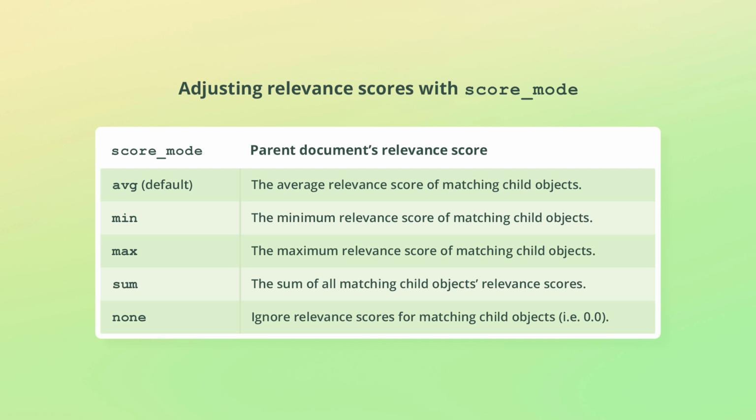So if 4 nested objects match the nested query, the average of these 4 relevance scores is used. We can also choose to use the minimum or maximum relevance score of the matching child objects, or add them all together and use the sum. Last but not least, we can choose to ignore the child objects in terms of relevance scoring and use a value of 0. There is a bit more to nested objects than this, so let's continue.